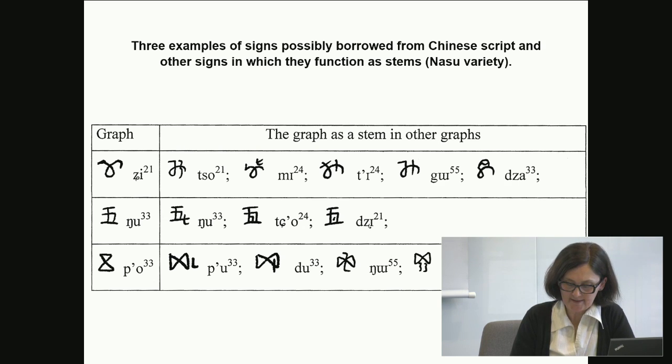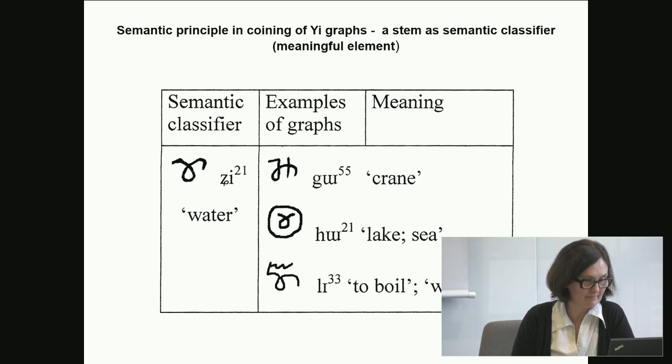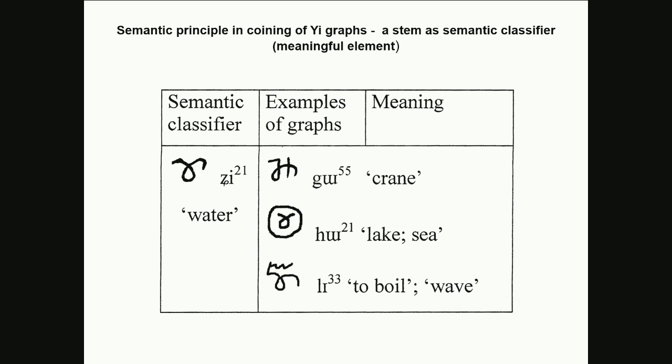There are also differences in the structural composition between Yi graphs and Chinese characters. As was demonstrated earlier, the structure of a Yi sign is basically based on a meaningless stem to which some supplementary symbols are added. However, there are some exceptions. Some scholars have found examples of graphs which contain a kind of semantic classifier, to which supplementary elements were added in order to modify their meaning.